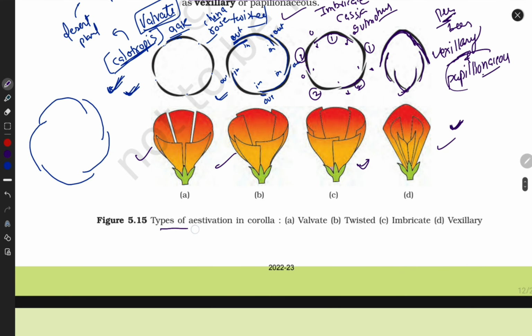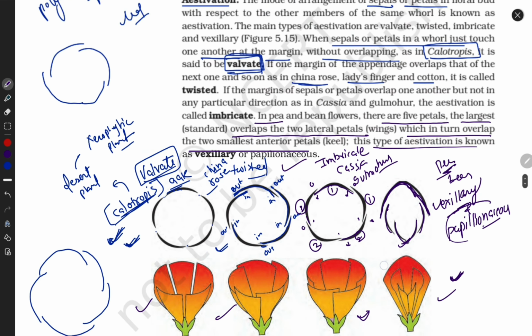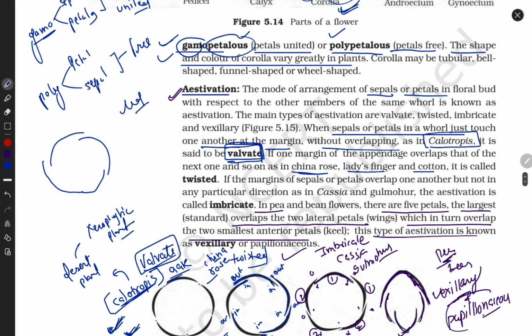And now we complete the types of aestivation, means corolla arrangement, petal arrangement, the colorful part arrangement, how petals are arranged. Valvate form in calotropis, twisted form in China rose. Next is imbricated, present in gulmohar, and the best example of vexillary is pea. Now aestivation is complete: the arrangement, the orientation of petals. This is clear, or not?